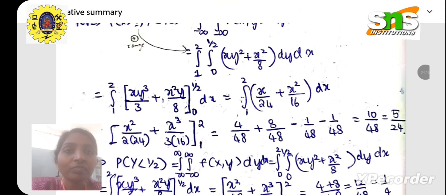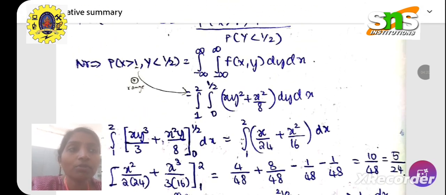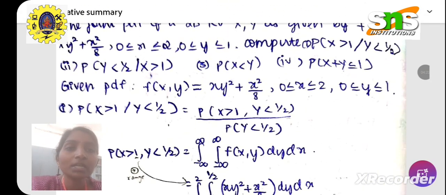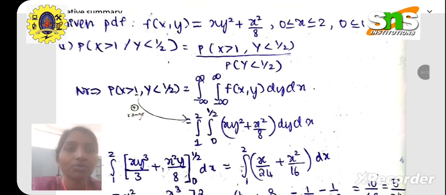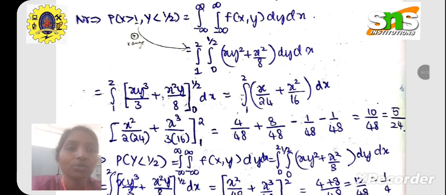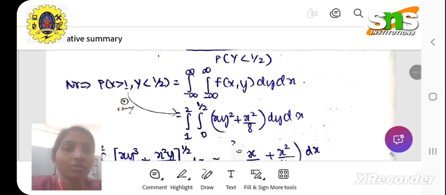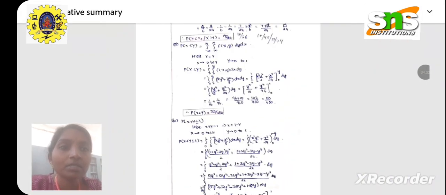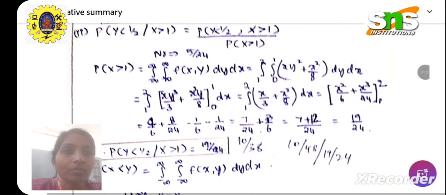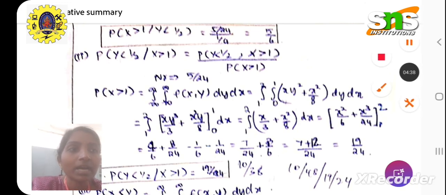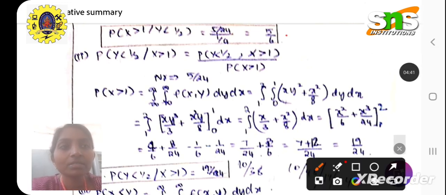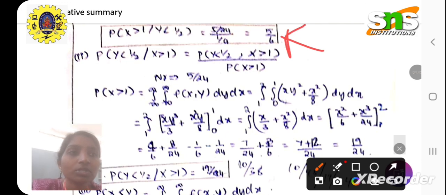Now we can just substitute the value of the numerator, 5 by 24, and the denominator, 1 by 4, in the given expression. So what will we have? We will have the answer to be 5 by 6. This will be the answer for the first question.